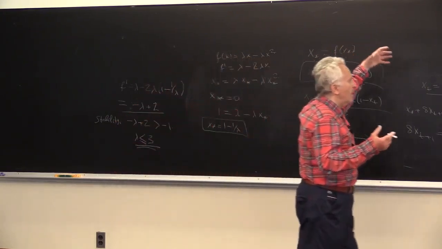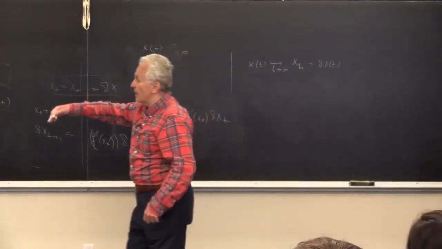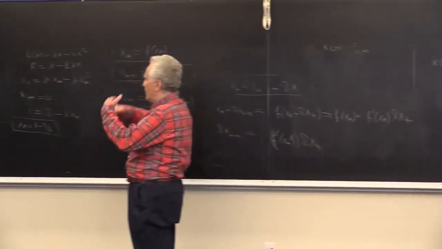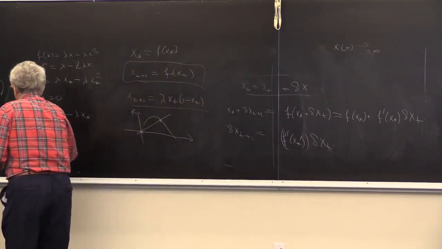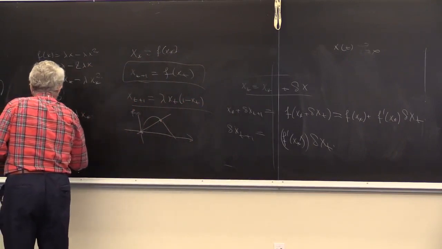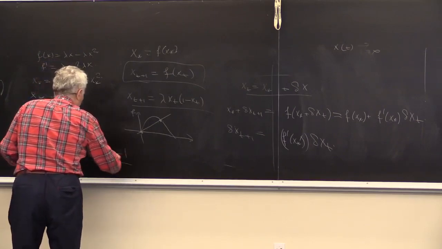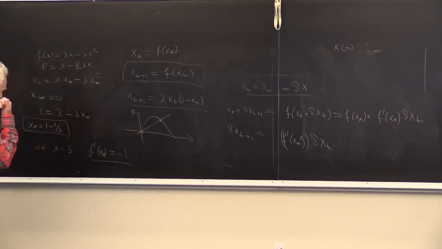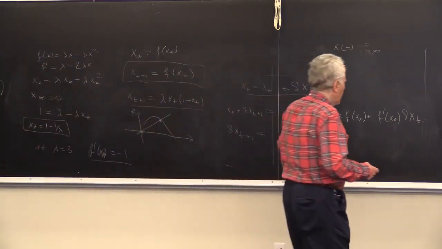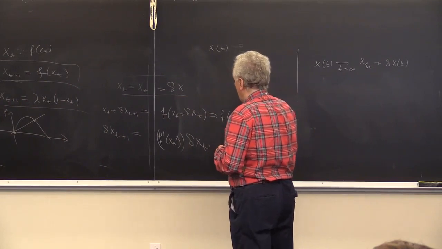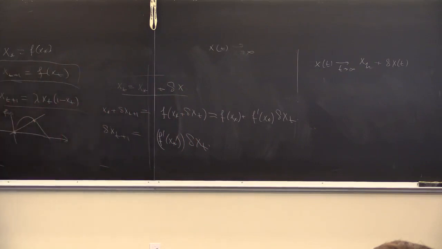But the loss of stability, lambda is like the Reynolds number in hydrodynamics. At the value 3, the fixed point becomes unstable. F prime at lambda equals 3, f prime at x star is minus 1. And then it becomes more negative than minus 1. All right, so we now have to figure out what happens at this point, at the point lambda equals 3.